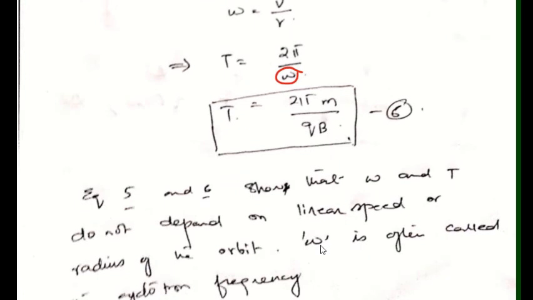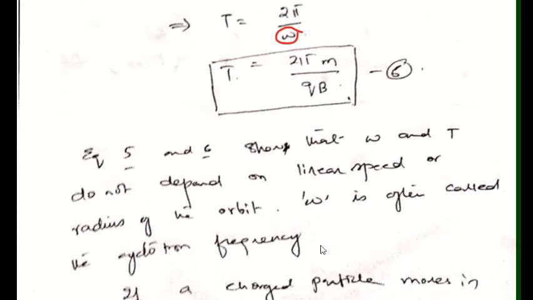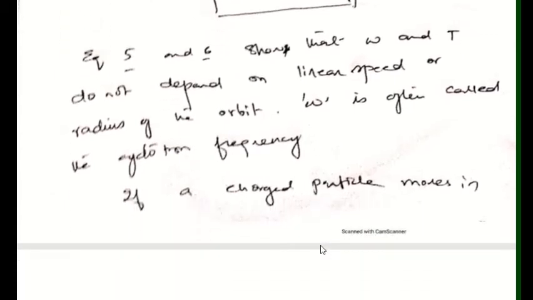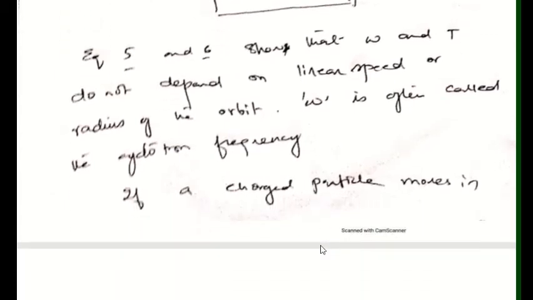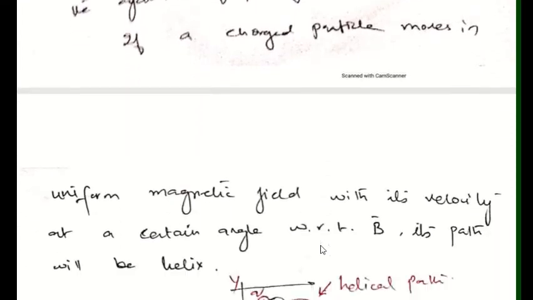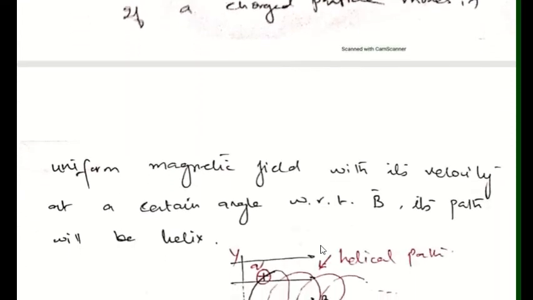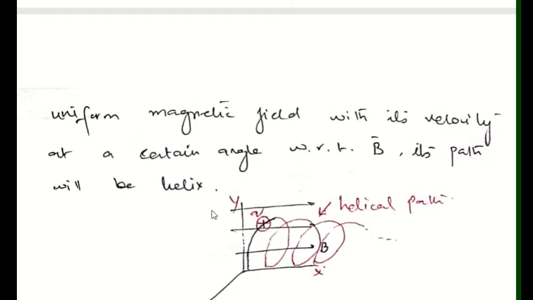So from equations 5 and 6, we can see that omega and T do not depend on linear speed or radius of the orbit. Omega is often known as cyclotron frequency. So if a charged particle moves in a uniform magnetic field with its velocity at a certain angle with respect to B, its path will be a helix.